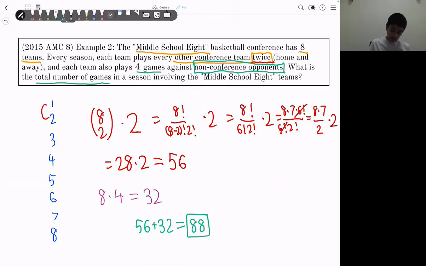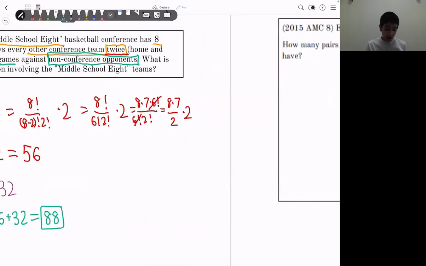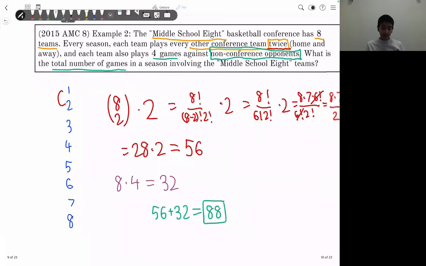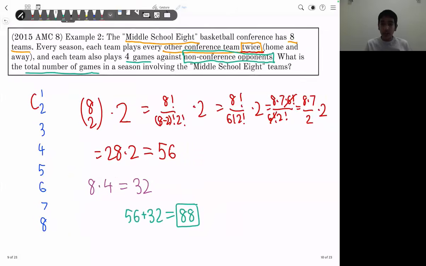against non-conference opponents. Okay, so if you have any questions, feel free to ask them. You can put them in the chat or speak them out loud. Do whatever, and I'll try to answer them if you have any. So I'll wait for about 10 to 15 more seconds.